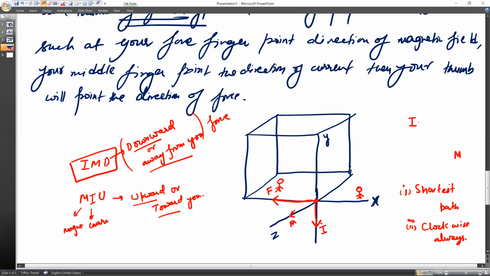Okay. So this M will be in the direction, means towards the positive Z axis. Are you getting this? Okay. And you can choose this one.